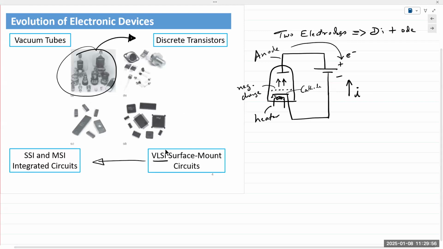Actually, this should be here, and then they should be here. So again, depending on the scale of integration. First, we had SSI, then MSI, and then VLSI. And now everything's in VLSI, but it's still all just called VLSI. And this is something that you would take in your senior year, VLSI classes.